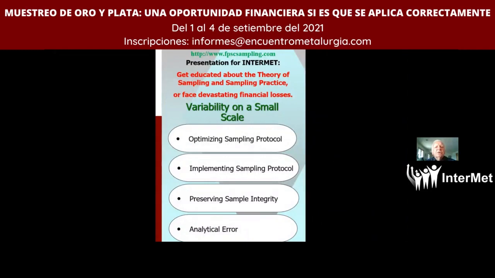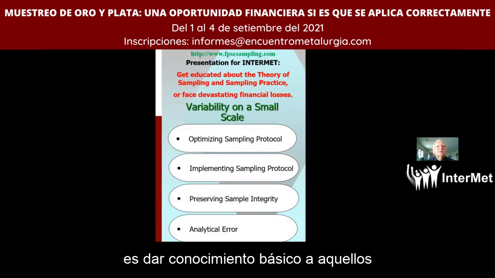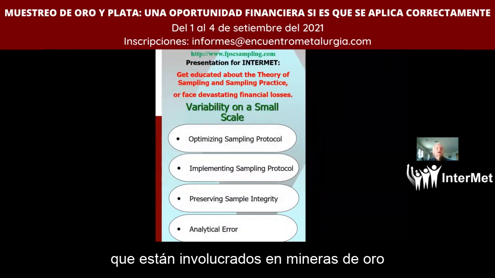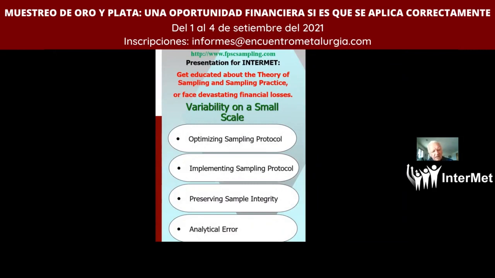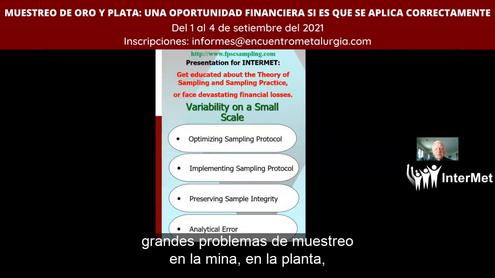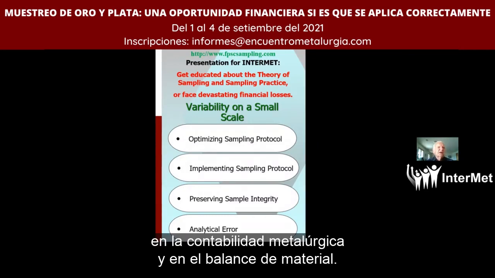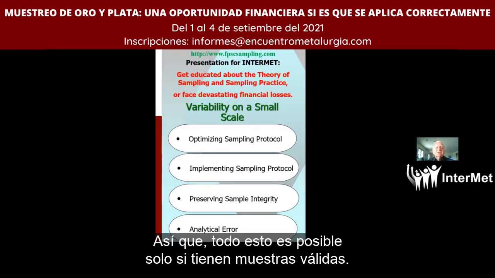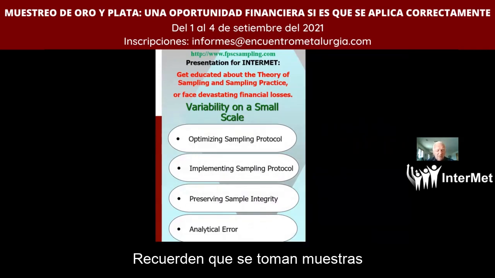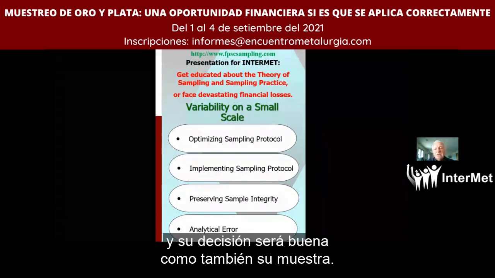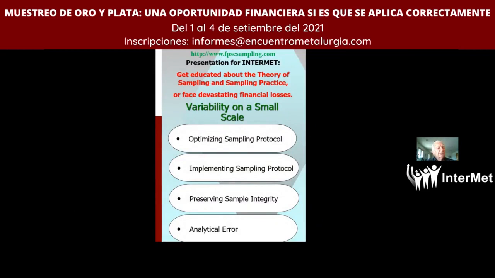The reason for this course is to give basic knowledge to many people that are involved in gold mines, and also in optimizing big operations like copper mining. You know, in a copper mine, you have big sampling problems at the mine, at the plant, for metallurgical accounting, material balance. All this is possible only if you have valid samples. Remember that you take samples only to take important decisions, but your decision will be as good as your sample. So if the sample is no good, the decision will never be good.